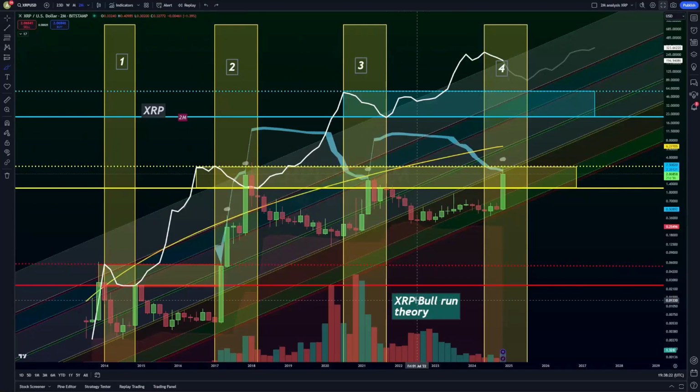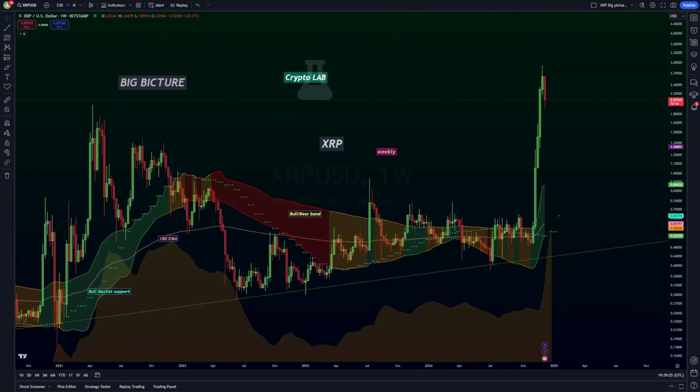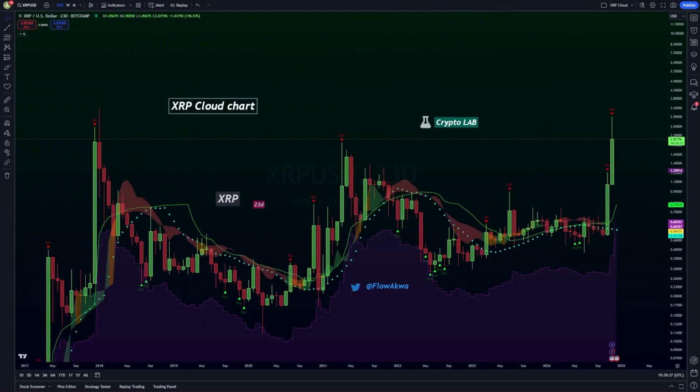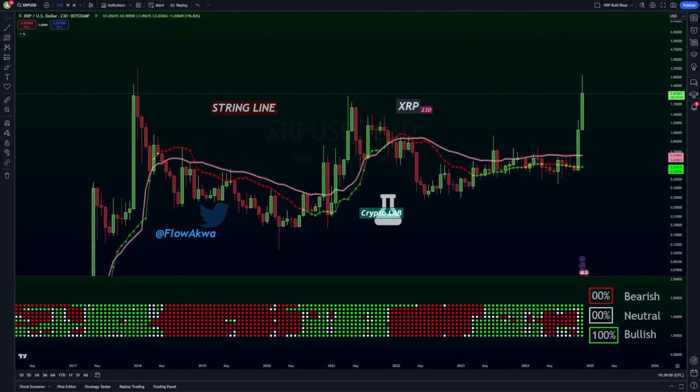This is the XRP bull run theory, and thanks to this chart, we could anticipate this huge move from XRP and the current bearish move of XRP. In today's video, I will dive into this chart and explain what I think XRP will do in the future and the key levels to watch. Then I will share a quick update of the big picture chart, I will tell you what I think about the cloud chart, and the last chart of the day will be the XRP Bull Bear Index.